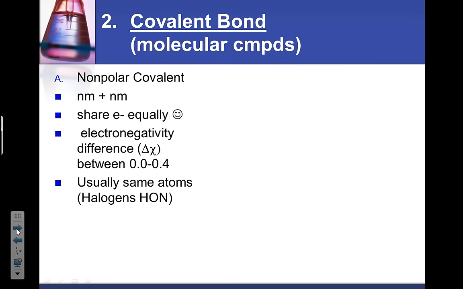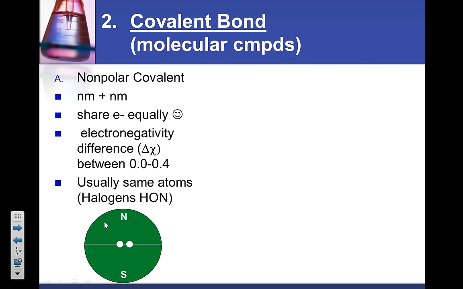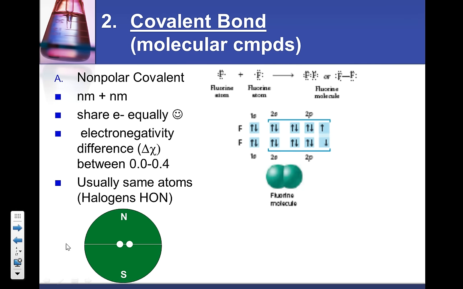Usually they're the same atoms, your halogen Huns, your diatomic molecules. I always think of nonpolar covalent in terms of like this. If this were the Earth and this represents your equator and your North and your South Pole, if the North Pole represents one atom and the South Pole represents another atom, if they're sharing evenly, they're going to share exactly on the equator, 50-50. So nobody pulls any harder than the other. So this happens like with diatomic fluorine. They're going to share their electrons. It's covalent.